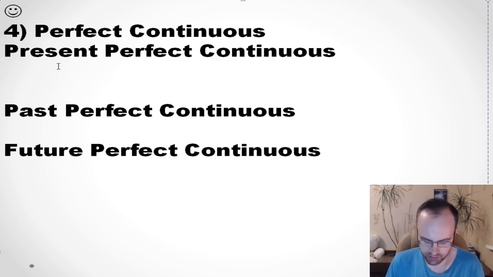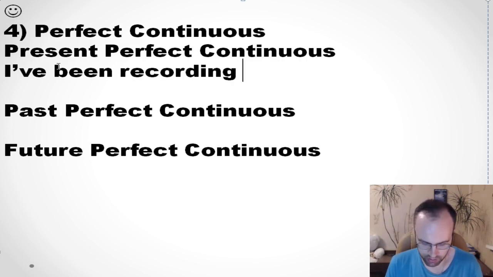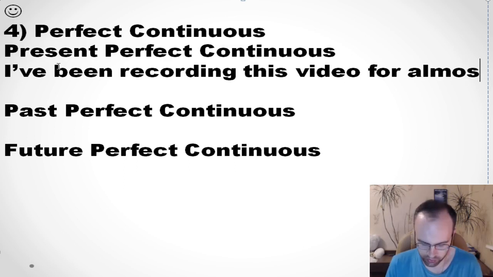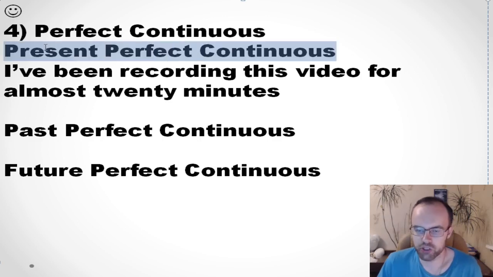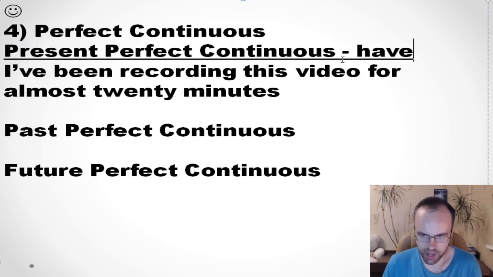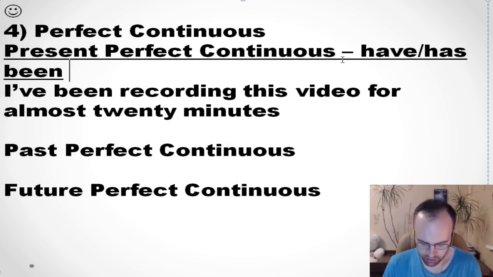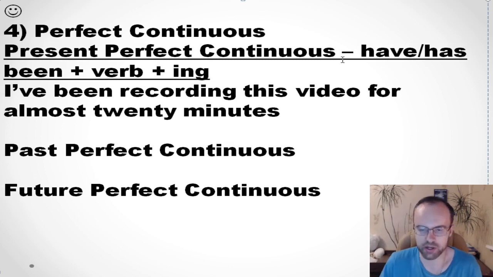So, present perfect continuous. For example, I've been recording this video for about, or for almost, 20 minutes. It means I started recording it almost 20 minutes ago, and I'm still doing it, so I haven't finished it yet. So you see, have or has been plus verb plus ing.